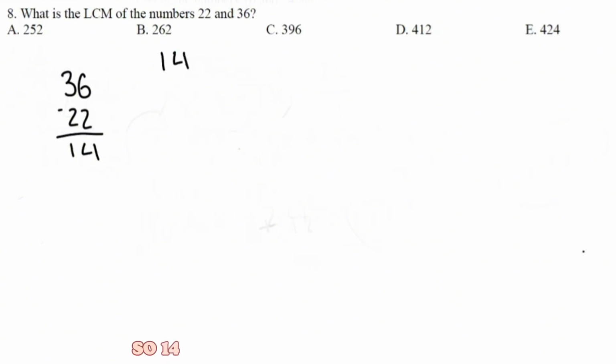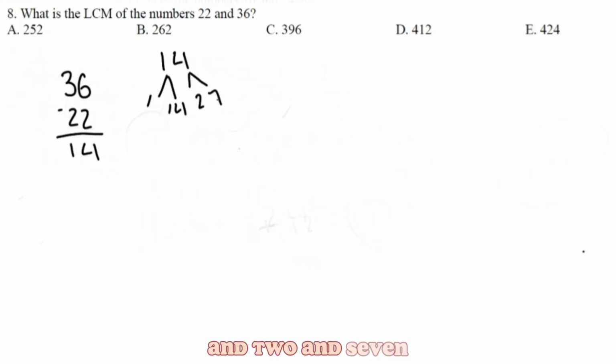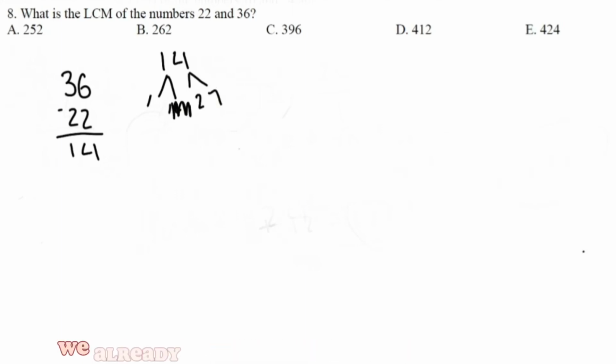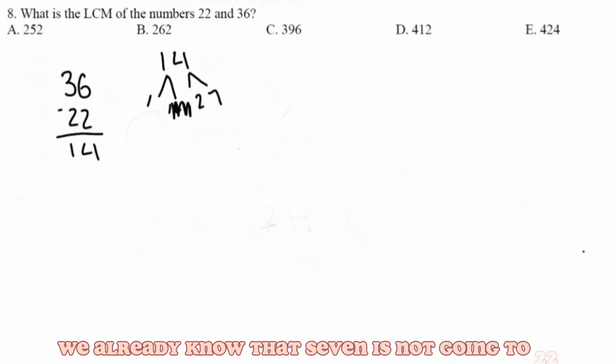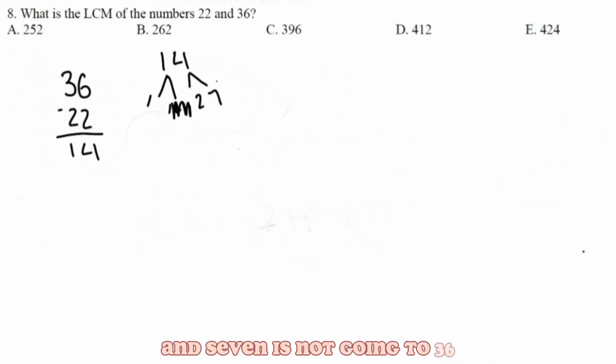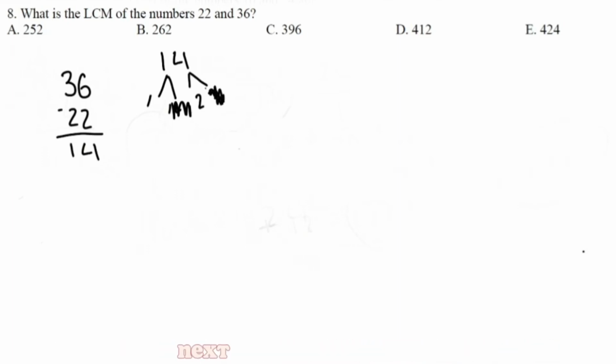So 14 can be broken into 1 and 14, and 2 and 7. So 14 doesn't work. We already know that. 7 does not go into 22, and 7 does not go into 36, so 7 doesn't work. Next biggest number is 2. 2 goes into 22 11 times because 2 times 11 is 22, and 2 times 18 is 36, meaning 2 goes into 36 18 times. So that is our GCF.